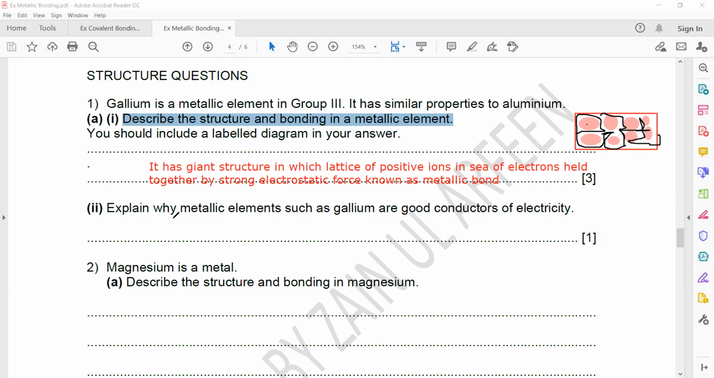Next question is why metallic elements such as gallium are good conductors of electricity. What's the reason why metals can conduct electricity? Why are metals good conductors of electricity? The electrons are free to move. Yes, the electrons are free to move within the structure. So they have free electrons, or electrons are free to move, free electrons within the structure.